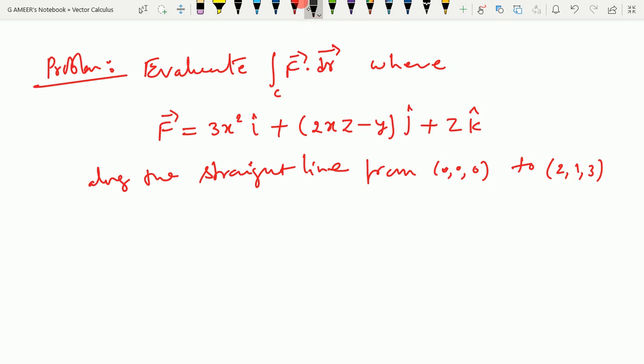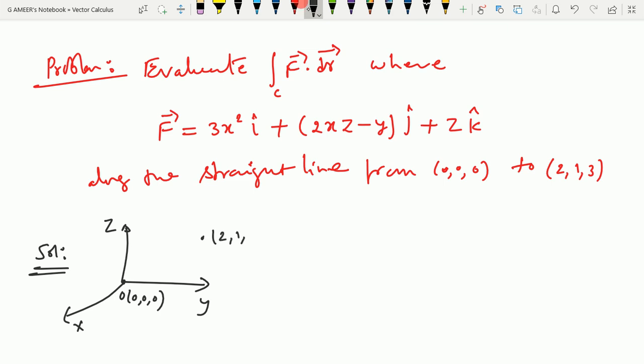So let us see how to do this. Now we have to calculate the line integral along a line. They have defined the line as follows. The first point in x, y, z is 0, 0, 0, that is the origin. Then another point is 2, 1, 3, which you can call some point a. They have mentioned it is a straight line.